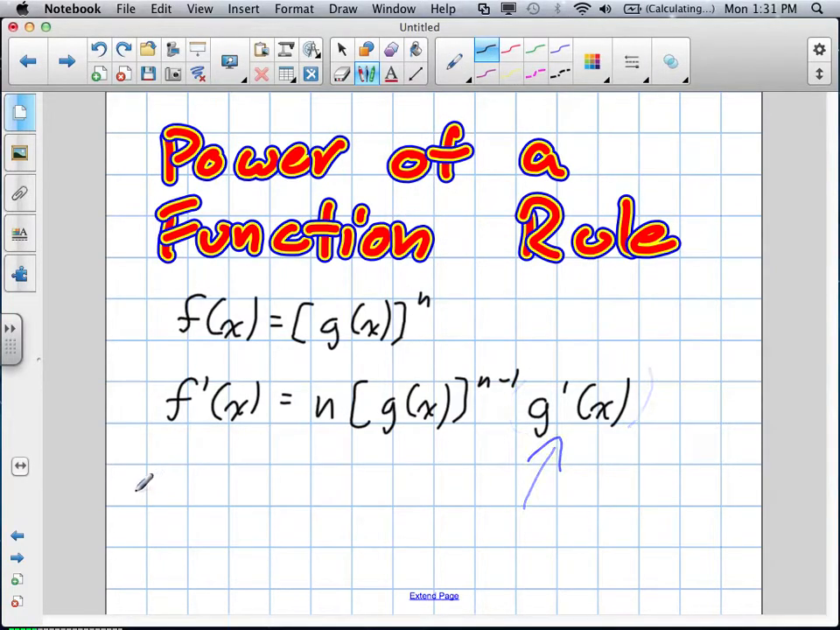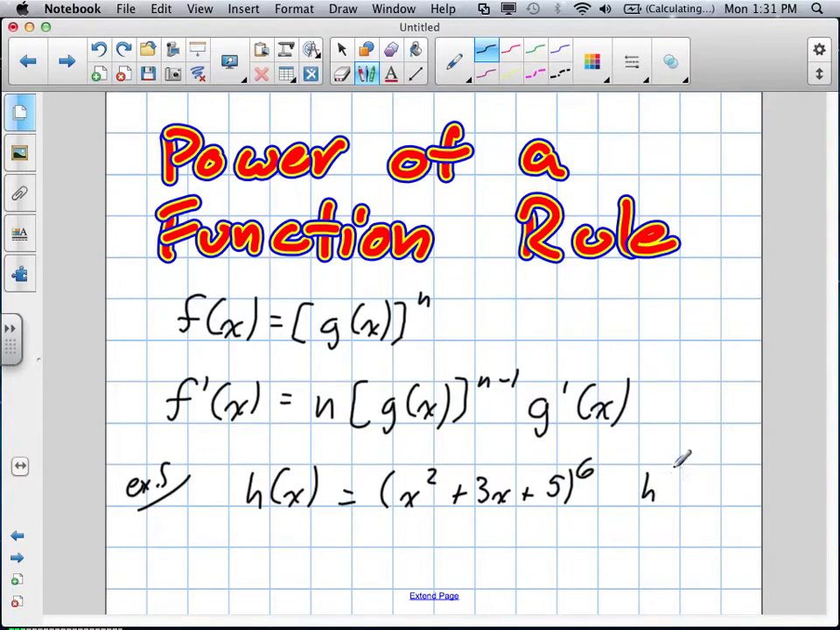Let's go over an actual example here. Example 5 in your book is written as h at x is equal to x squared plus 3x plus 5 to the power of 6. So, and they ask us, please find h prime x.